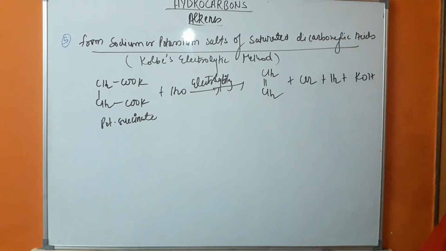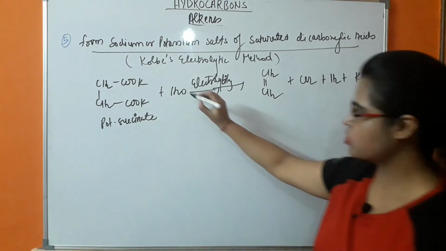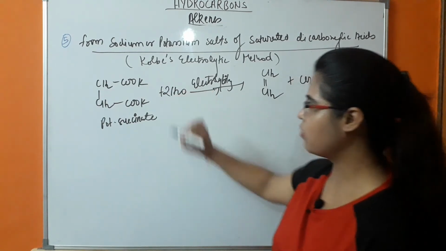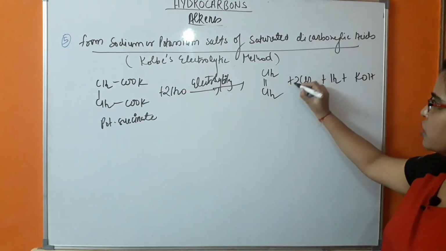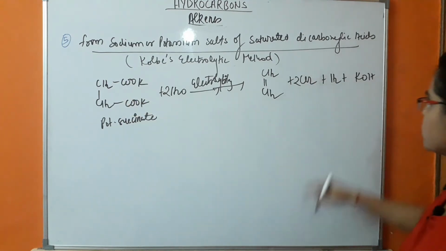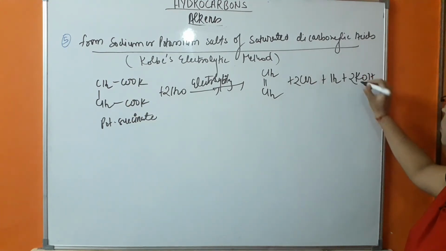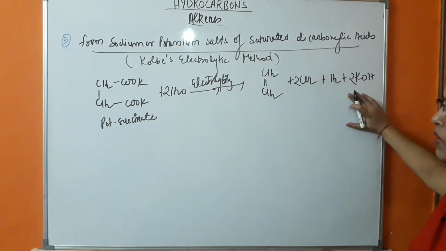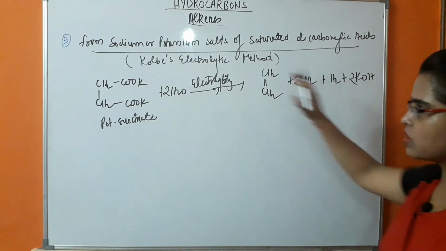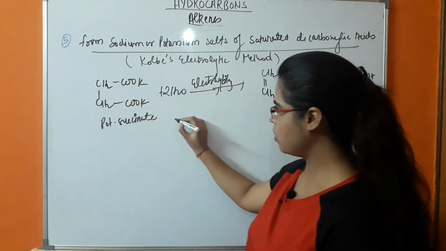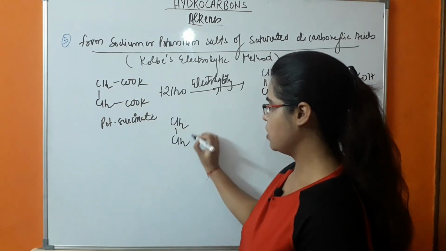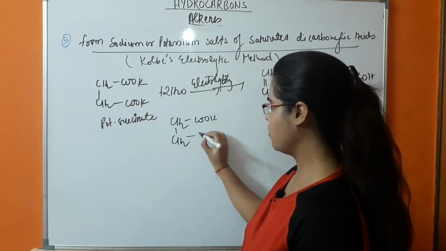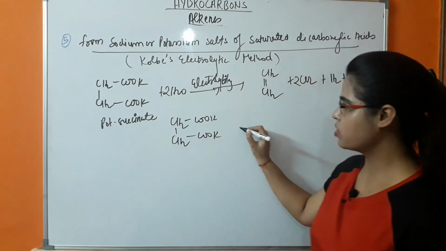You have to balance the reaction. So when you balance the reaction, the number of molecules of water will be 2. So the removal of CO2 will be 2 molecules, hydrogen will be 1, and this is 2 KOH. So this is the balanced reaction. What will happen when the electricity is passed through this solution? This is a strong salt, CH2COOK.